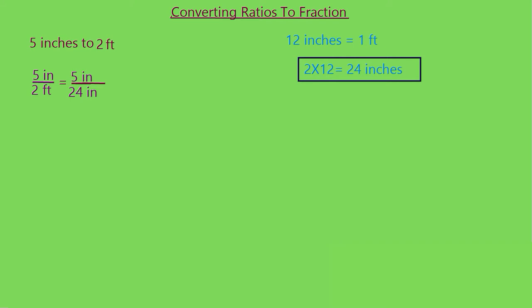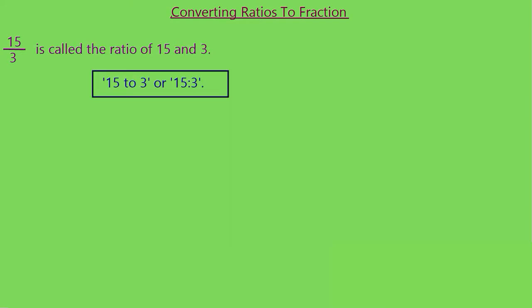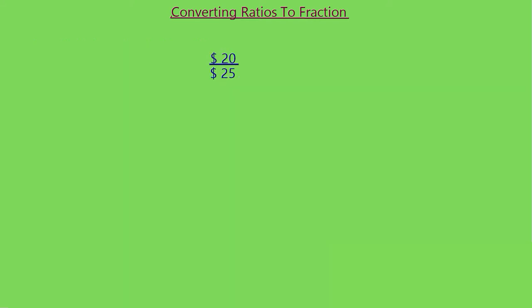And now we can cancel the units, because they are the same. So here we have 15 divided into 3. When referring to this as a ratio, we state it as 15 to 3. So here we have a ratio with the same units. What do you think we need to do? We cancel the units when they are the same.